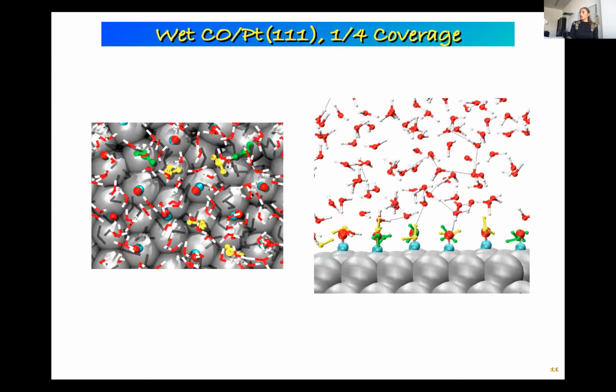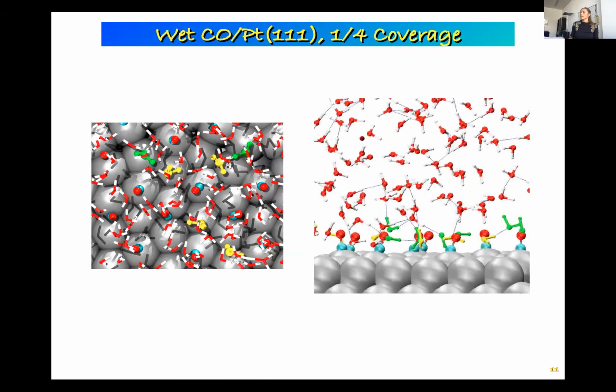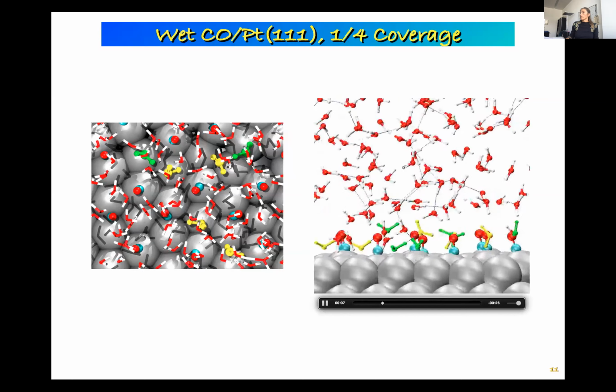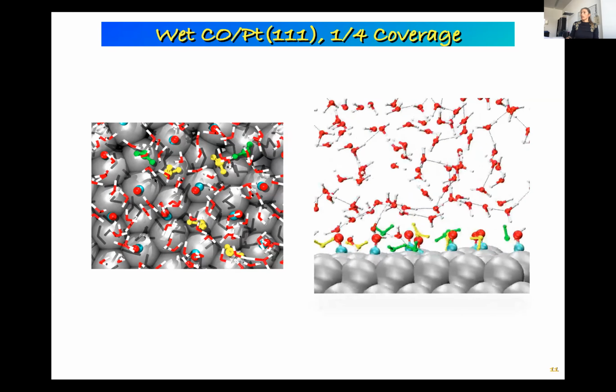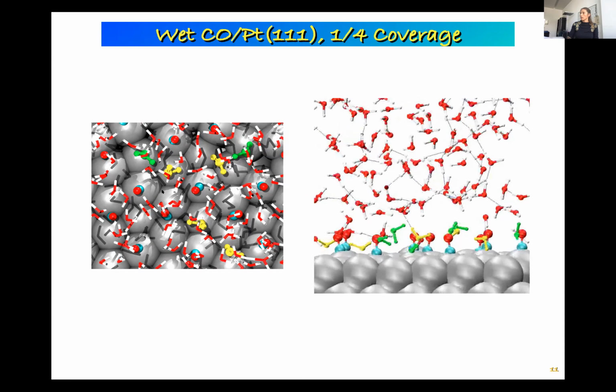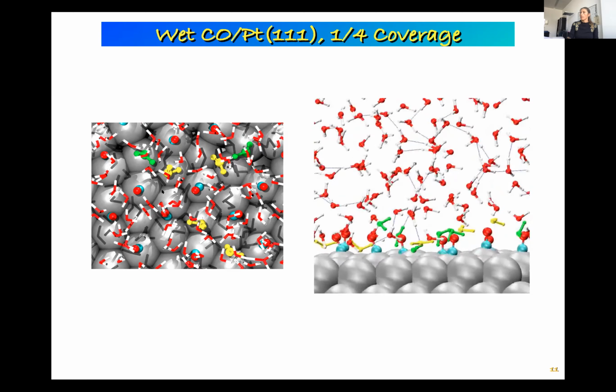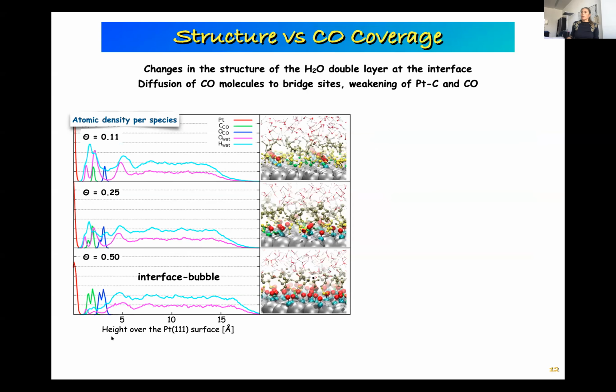So that said, we use this type of dynamics, and we can run this system with quite a large amount of water, monitoring the dynamics of the CO molecules at the surface, and what happens also to the water molecules. What we observe at the different coverages is that, increasing the coverage, there is a clear change in the water density profile. The pink one is for the water oxygen.